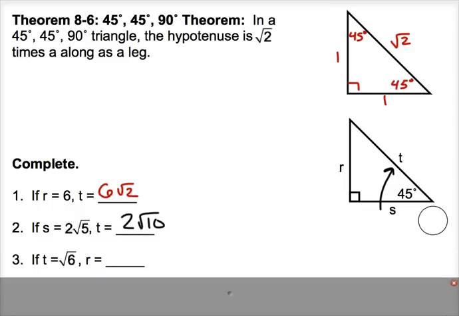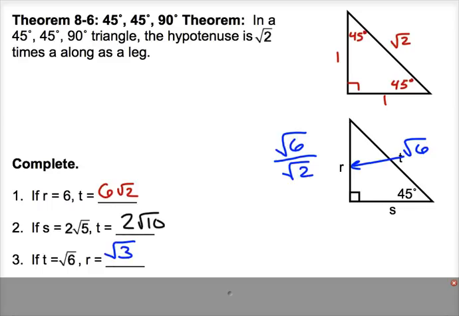Number 3. It says if t is the square root of 6, how big is r? Well, if I'm coming down to the smaller side, I really need to divide by the square root of 2. So what's the square root of 6 divided by the square root of 2? Since they're both under square root, just divide, and you get the square root of 3.